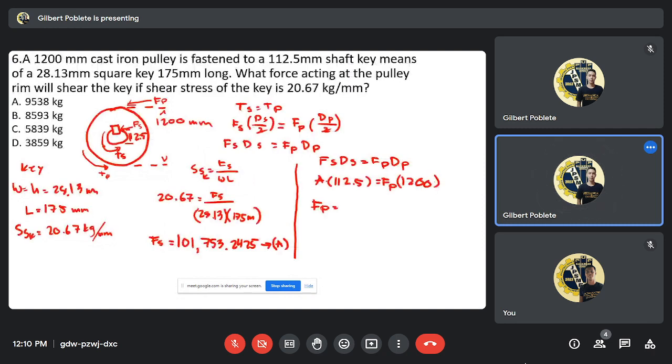So, alpha A times 112.5, alpha X times 1,200, shift solve. So, meron tayong force na ng pulley natin na 9,539.36. So, ayan. Letter A. Nakuha natin. Okay, so next.